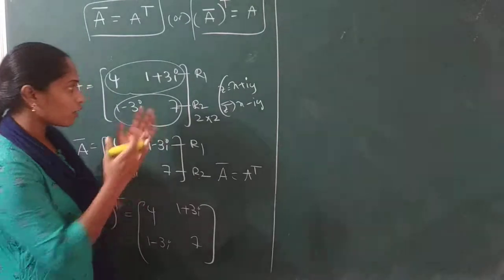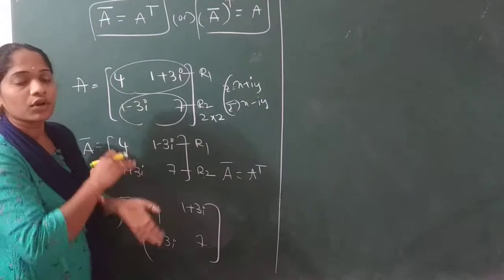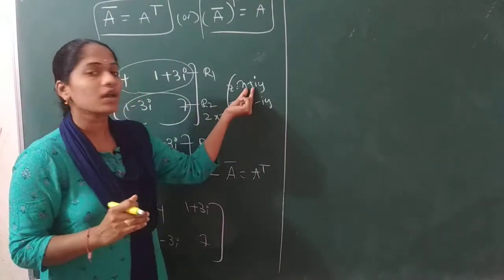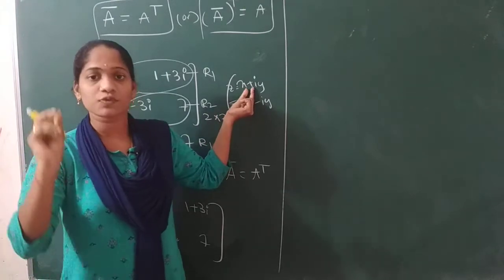Conjugate means you have to interchange the sign of the complex number, that is, only for the imaginary part.